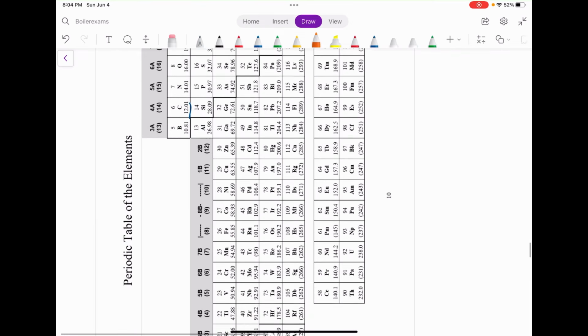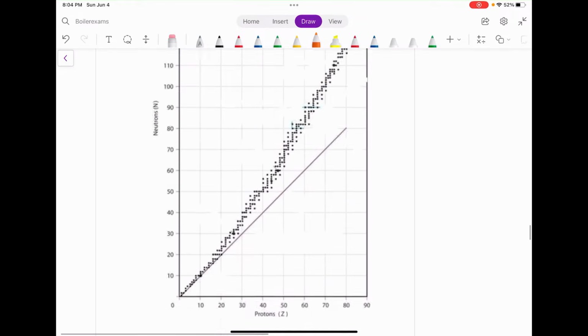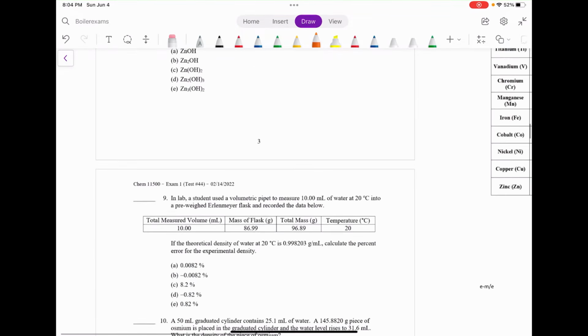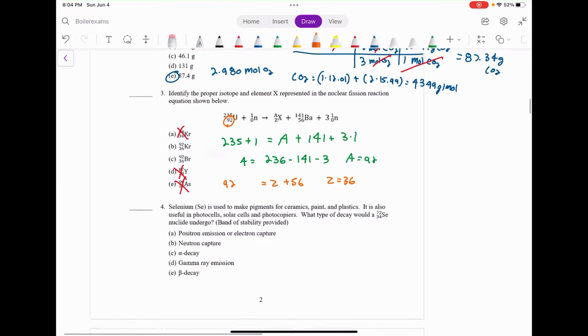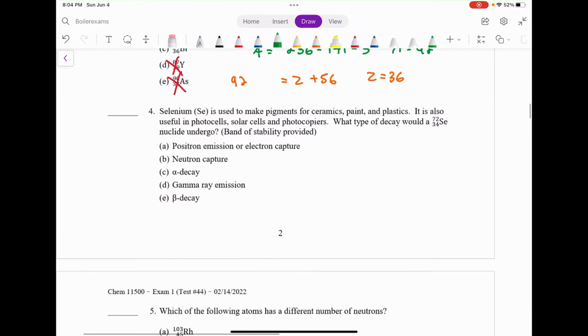So if you can turn your head for a second, 36 is Kr, which I'm pretty sure is krypton. So that would leave us with B, which is correct. Excellente. All right.